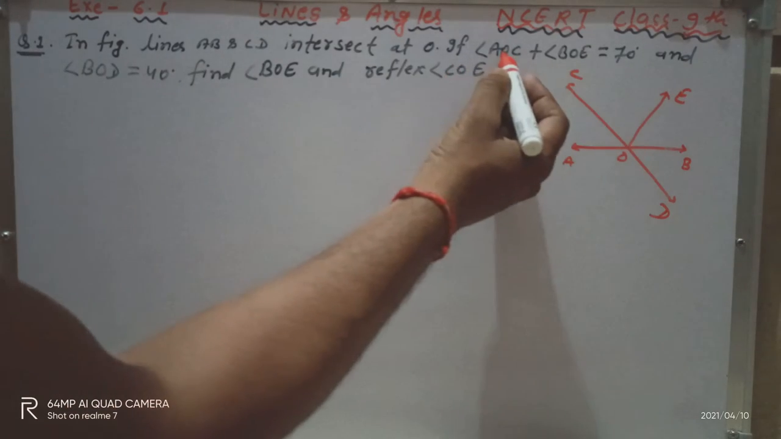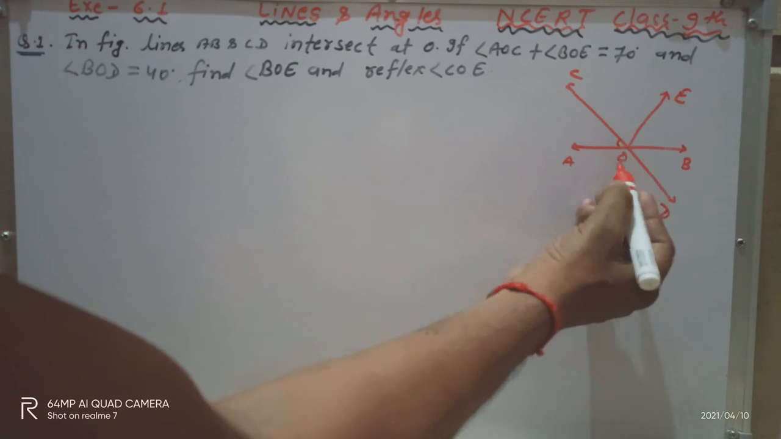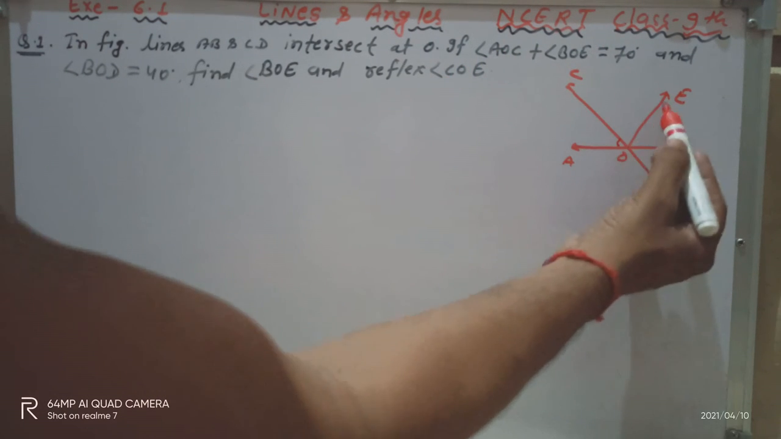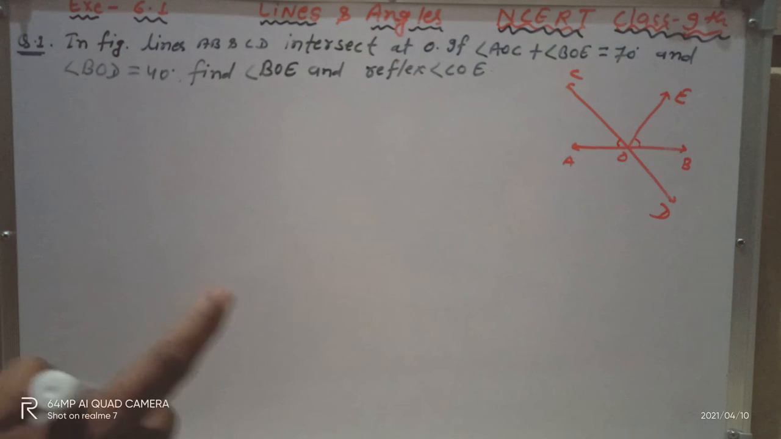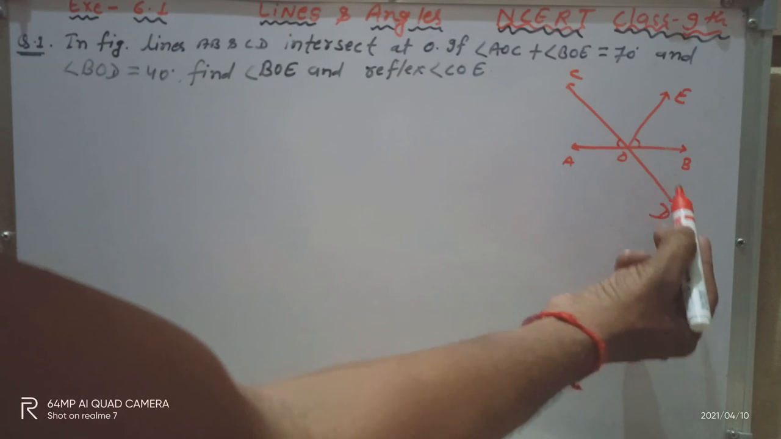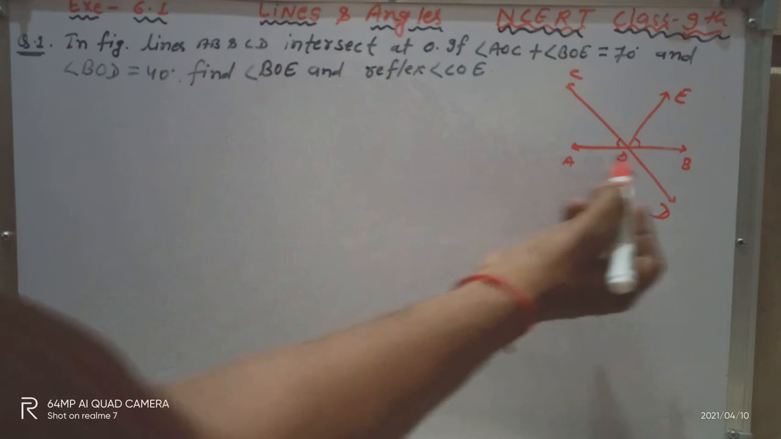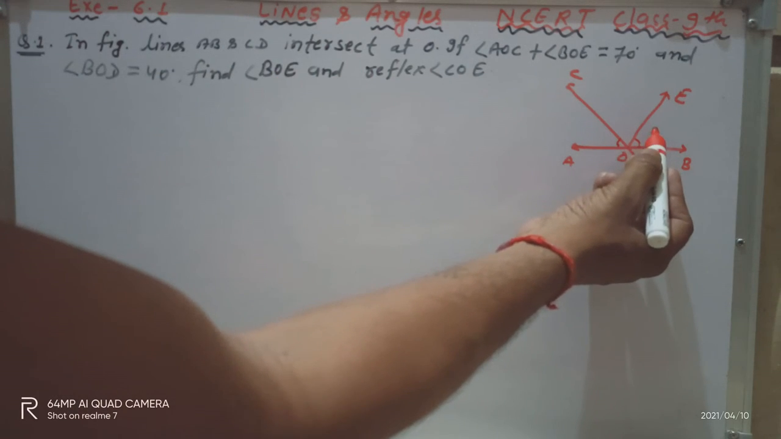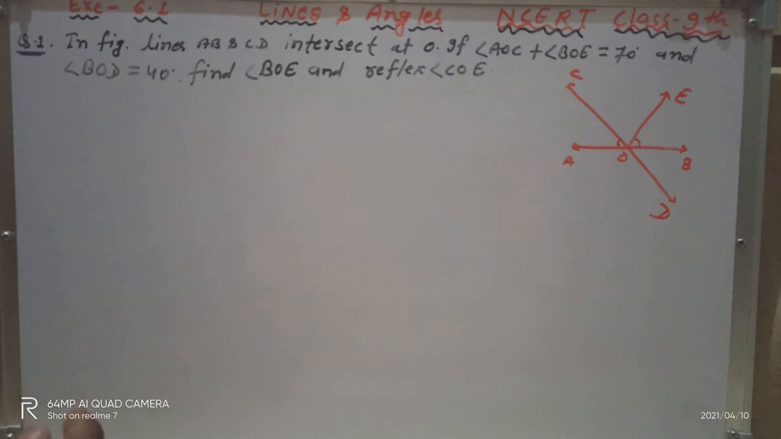Now, angle AOC plus angle BOE, the sum of these two, is given as 70 degrees. And angle BOD is given as 40 degrees. So we have to find angle BOE, the measure of this angle, and the reflex angle COE.